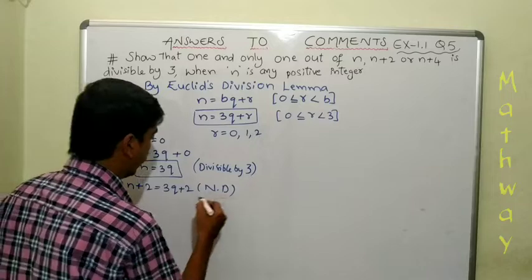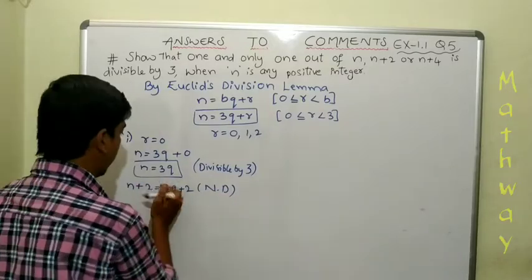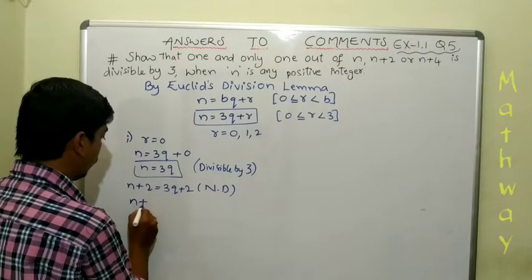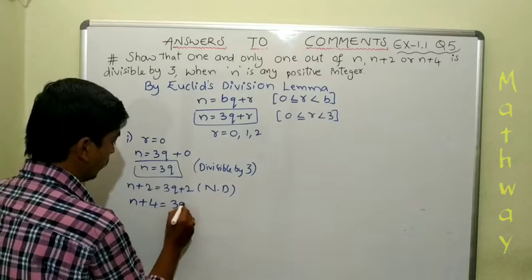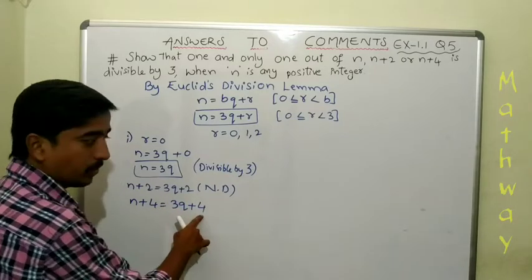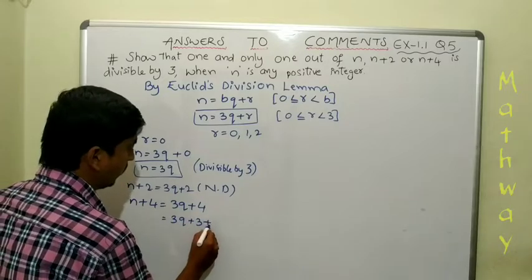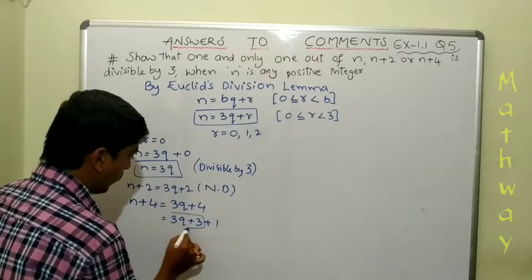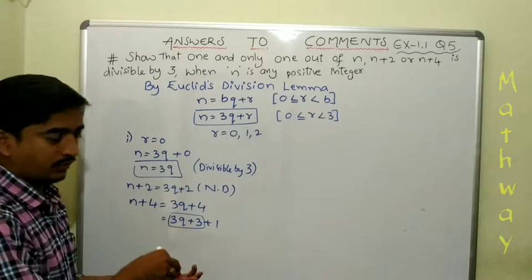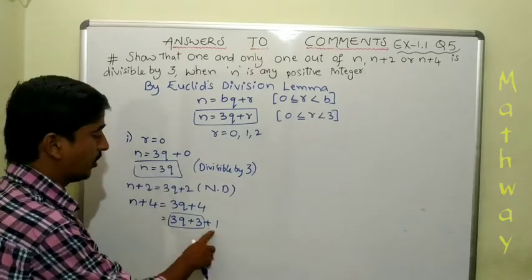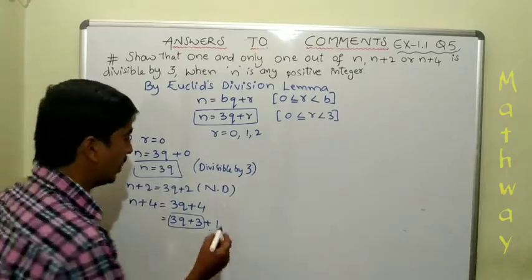Not divisible. Then add 4 on both sides. Then we get n plus 4 equals to 3q plus 4. So 3q plus 4 can be written as 3q plus 3 plus 1. So 3 is also a multiple of 3, so this term is a multiple of 3 and the remainder is 1. When the remainder is 1, it is not divisible by 3.